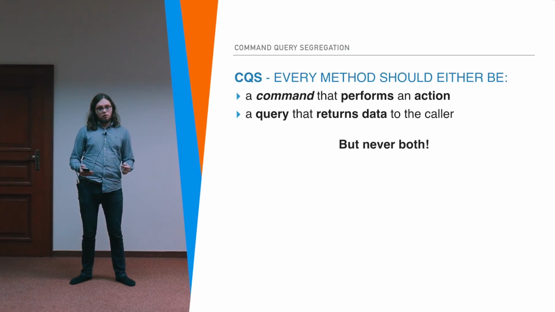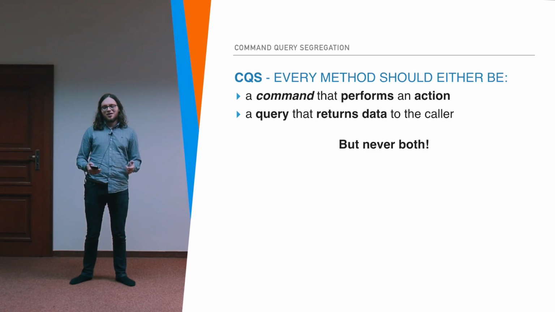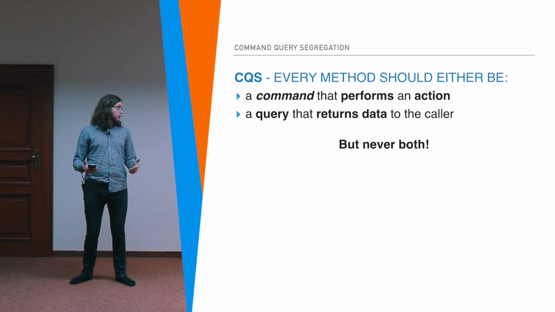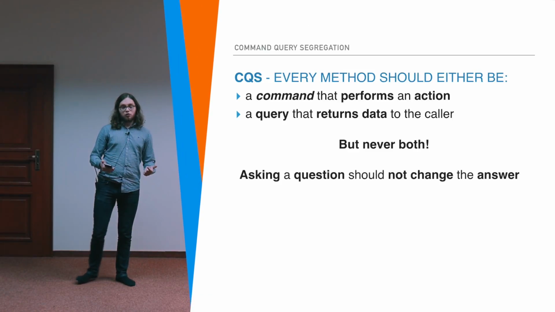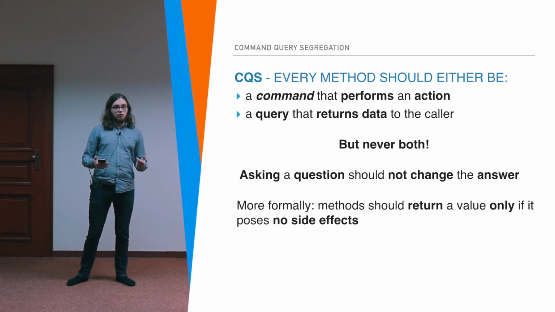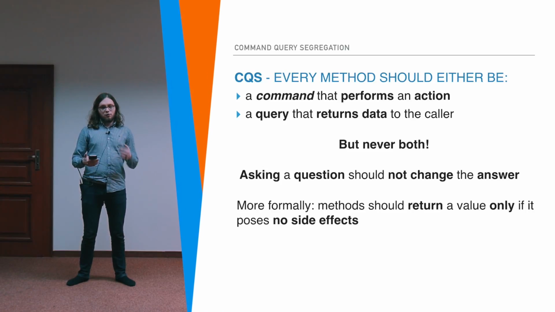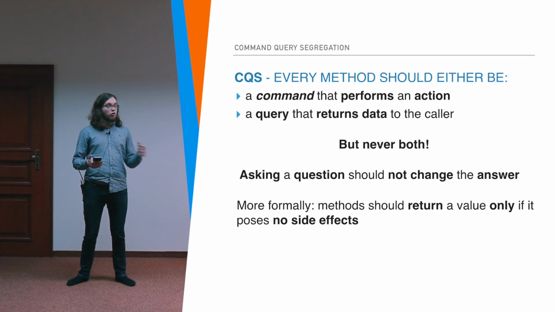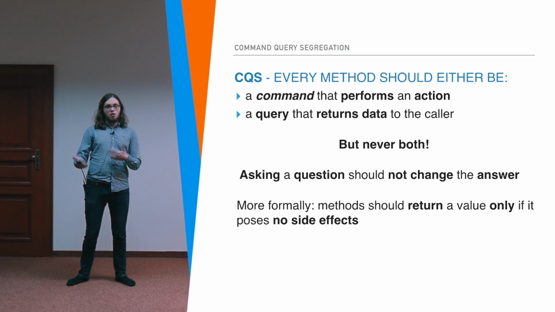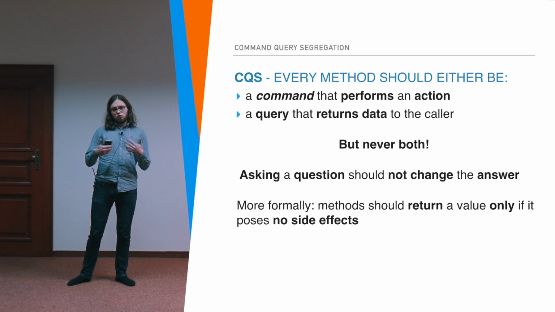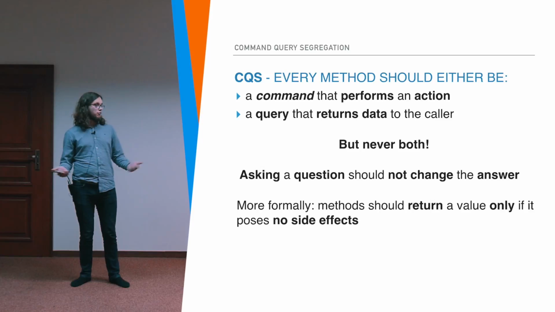So in other words, when you are asking a question about something, that question shouldn't change the answer. Or more formally speaking, a method should return a value only if it possesses no side effects. So your commands are the only way for your application to change its state, and your queries are only asking the database and formatting, aggregating, and transforming it to show it in the most useful way for your frontend.